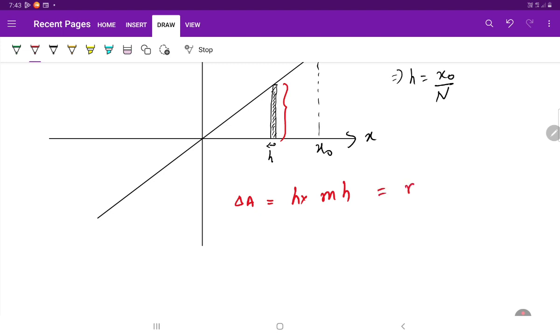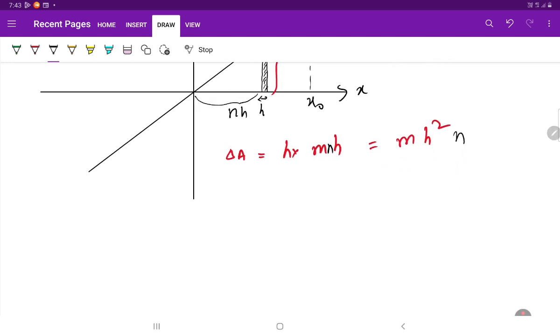So we can say that the area of one strip is h into... if this is the nth strip, then I can say this to be nh. So my height will be m into nh, not m into h, because we are dealing with the x coordinate and h is the thickness of the strip. So the area will be m into h square into n, right?